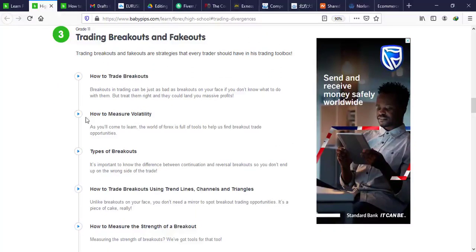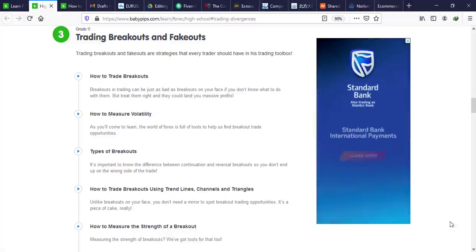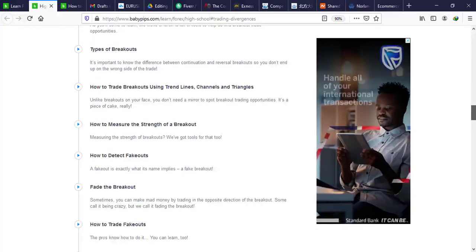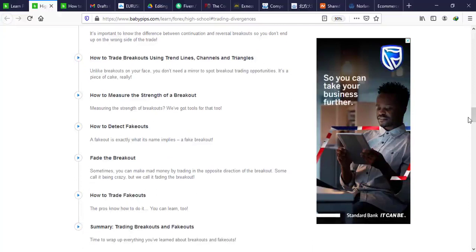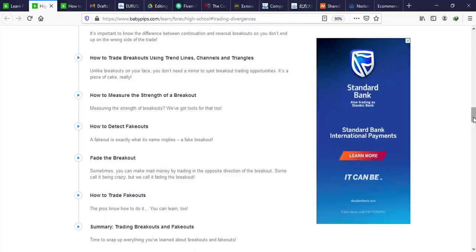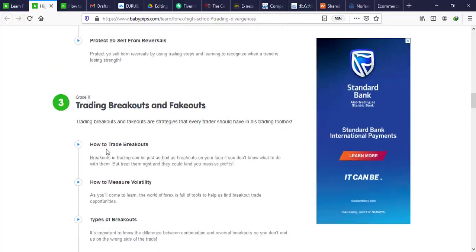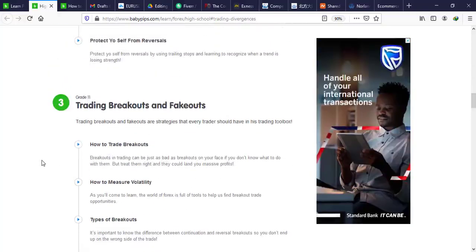how to trade breakouts, how to measure volatility, types of breakouts, how to trade breakouts using trend lines, channels, and triangles, how to measure the strength of a breakout, how to detect fakeouts, fade the breakout, how to trade fakeouts. Then we'll have fade the breakout, okay, and then we'll have summary, trading breakouts and fakeouts. So let's begin with the very first one: how to trade breakouts.